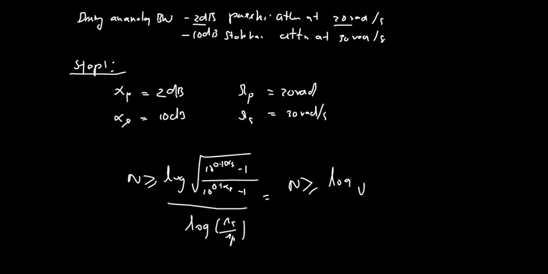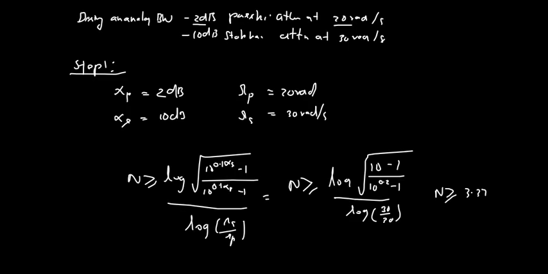Log of square root of 10 power alpha s is 10, so 10 power 1 minus 1 by 10 power 0.2 minus 1, by log of 30 by 20. Okay, so if you solve this, it will come around n is greater than or equal to 3.37, so we can take it as n equal to 4.